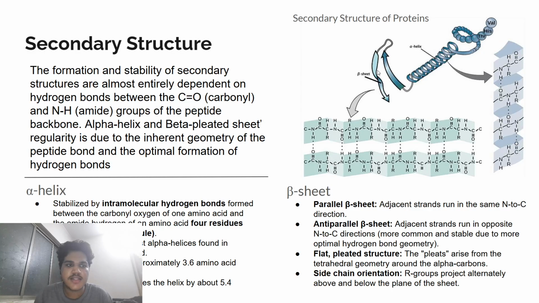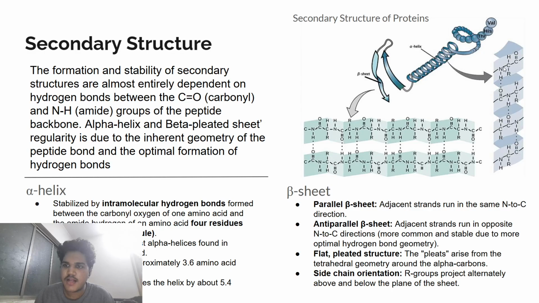To move on to the secondary structure, the formation and stability of the secondary structure is almost entirely dependent on the hydrogen bond. A hydrogen bond here can be seen between the amino group and the carboxyl group. The hydrogen and oxygen interact to form a hydrogen bond, and the regularity of these peptide backbone groups, alpha helix and beta pleated sheets, is due to the inherent geometry of the peptide bond and the optimal formation of hydrogen bonds. So these are the two most common types of secondary structures that are formed.